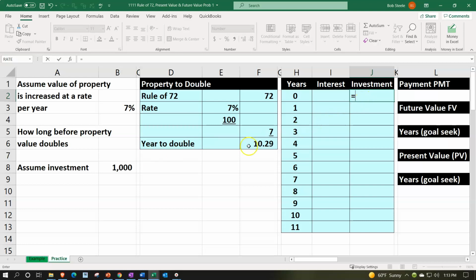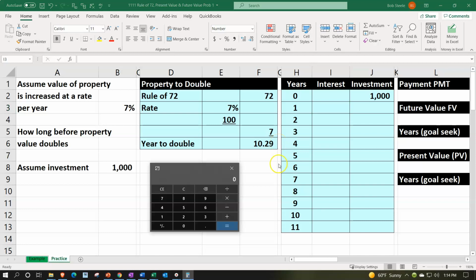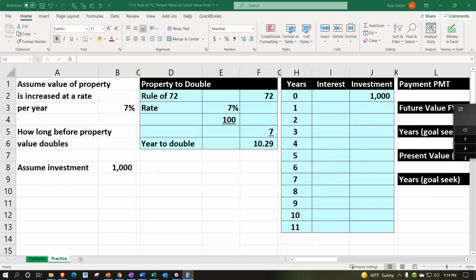So I'm going to say equals, and I'm always going to point to the investment in our data on the left-hand side whenever possible, because that's just good practice when you're doing scenarios. So I'm going to point to that, and then multiply that times 7%. So obviously, if we did this with a calculator, if it goes up by 7%, it would be 1,000 times 0.07, 7%, would give us 70 plus the original 1,000 would give us 1,070 after year 1. Let's do that in Excel.